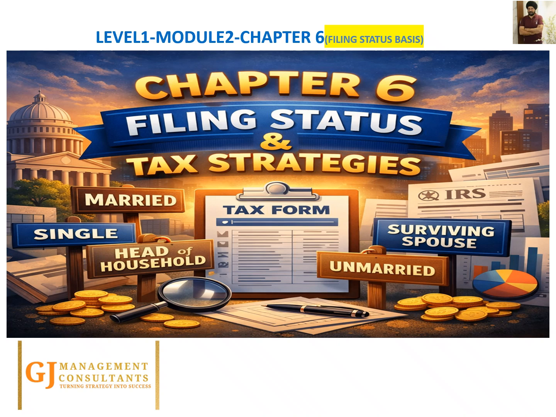So in this chapter, we will break down what filing status means, why it matters, the five federal filing status categories, the tax characteristics of each, and strategic planning considerations. By the end of this chapter, you will understand how filing status can significantly impact the final tax outcome. So with this, we'll move to the agenda of this chapter and look at what we're going to cover.